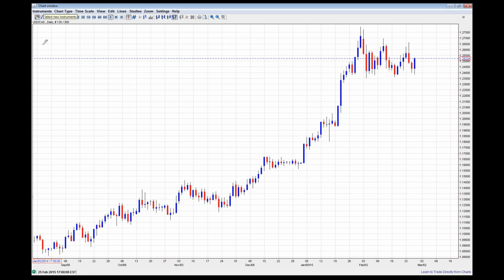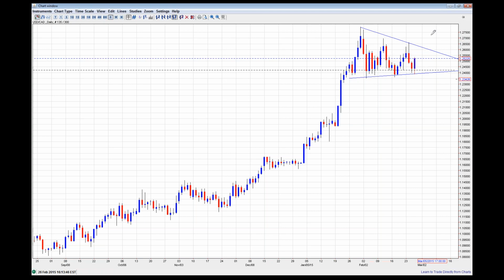Onto the US dollar Canadian dollar pair. And it's still within that triangle, though it bounced off that lower bound of the triangle. Not terribly surprising because the US dollar strengthened, and also because oil fell today. I'll show you the chart shortly. And the Canadian dollar is highly correlated with oil because oil is one of Canada's major exports.